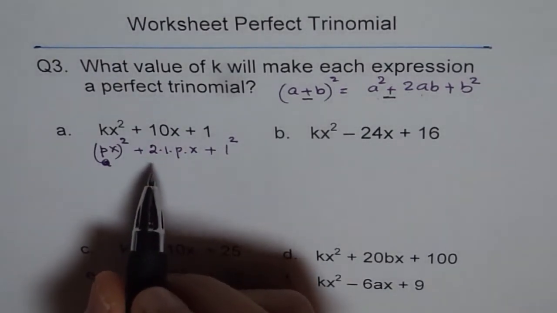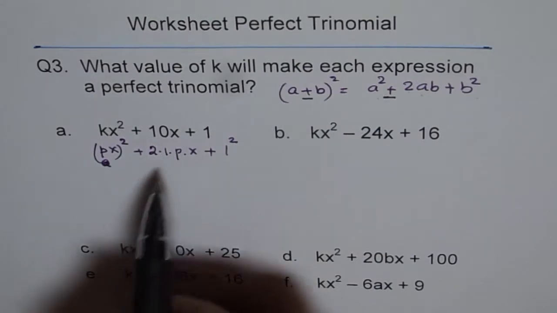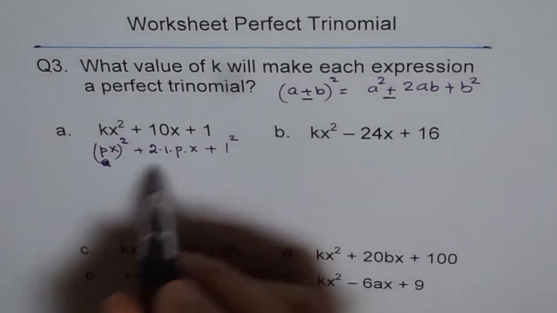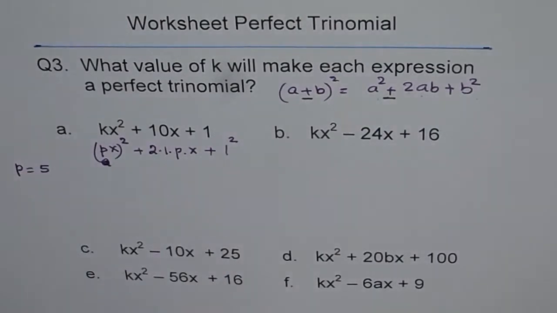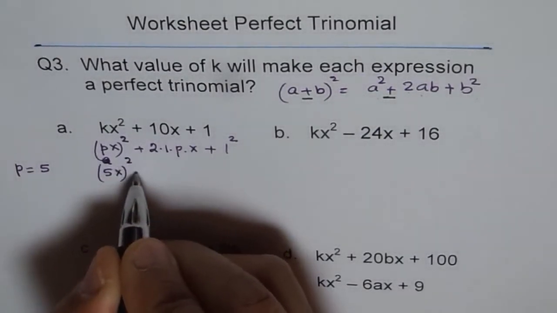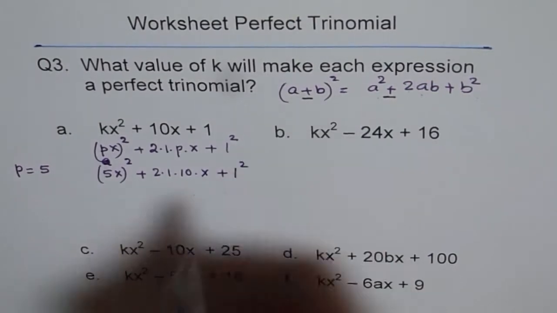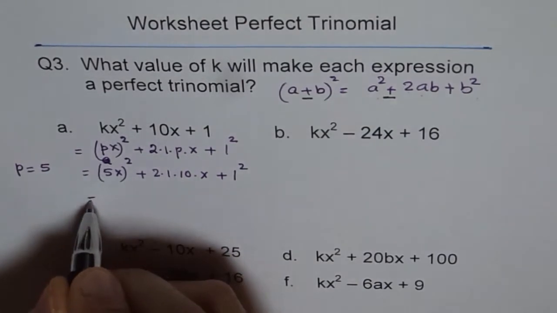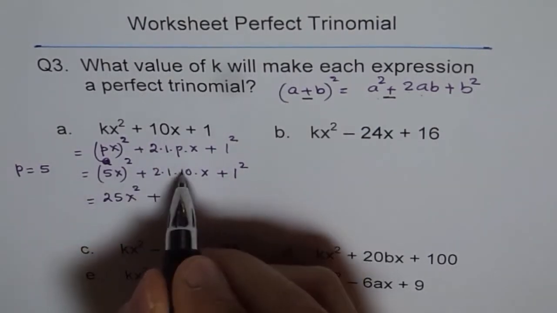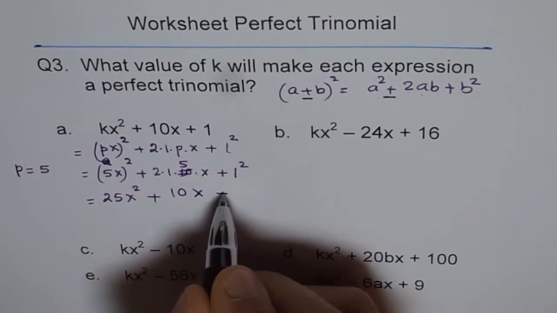Now, let's go ahead and compare. We want 10x, but what do we have here? We have 2p. So p should be 5, correct? Only then you can get 10, right? So from here, by comparison, you find that p should be equal to 5. Is that okay? Then this becomes 10. So let's put 5 here. So (5x) whole square plus 2 times 1 times 5 times x plus 1 square, right? Now all these are equal, right? So let's expand it. We get 25x square plus, p is 5, so 2 times 1 times 5 is 10x, plus 1.